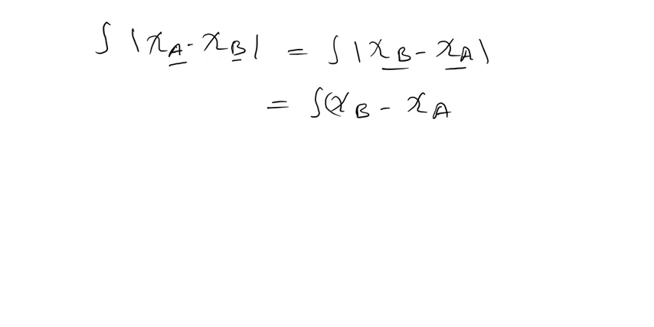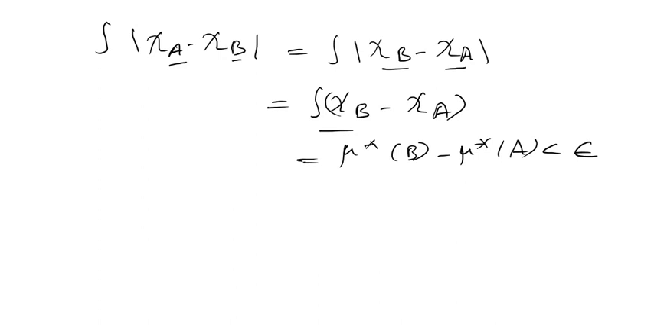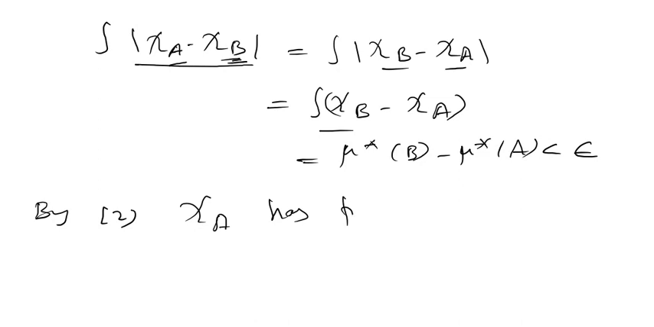This is just chi B minus chi A, both are integrable. We can separate the integrals: the integral of the first one is mu star of B, minus the integral of the second one, mu star of A, and this difference is less than epsilon because mu star of B is less than mu star of A plus epsilon. So this difference of the integrals is less than epsilon, and chi B possesses the property P, therefore chi A also possesses the property P by 2, because chi B has property P. B is a sigma set, for which you have proved it.